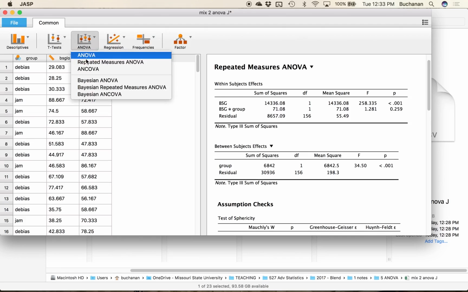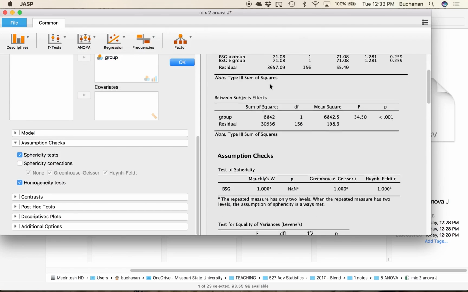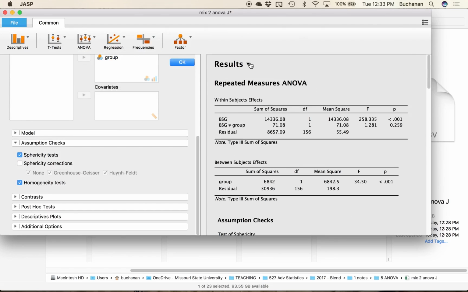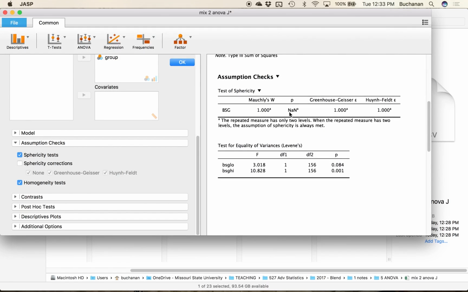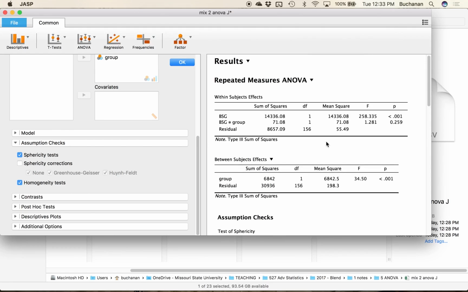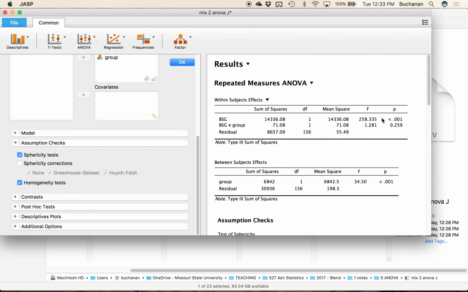Okay. We were on repeated measures ANOVA here. Good grief, I keep clicking away from it. All right, so I've still got my same analysis. I just removed the extra one.